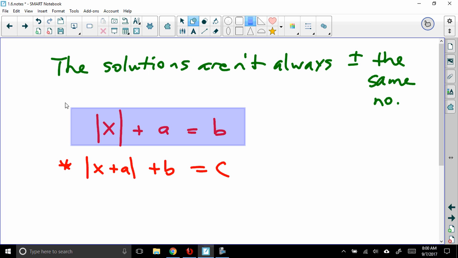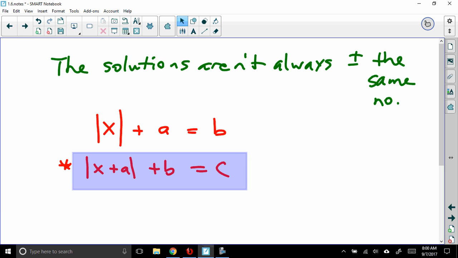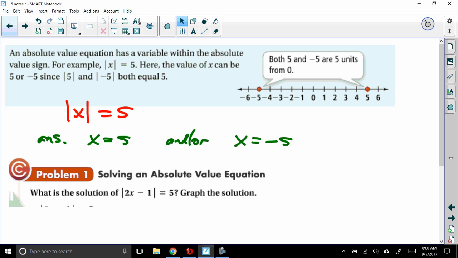So that general expression will have the answers of plus or minus the same thing. But the second we have something inside the absolute value being added or subtracted, now our answers won't be plus or minus the same thing. So let's take a look at example 1.